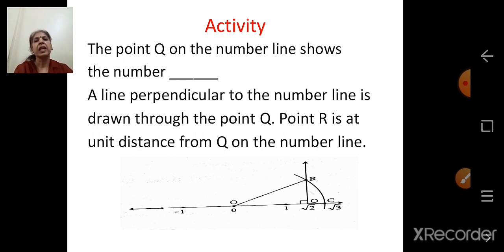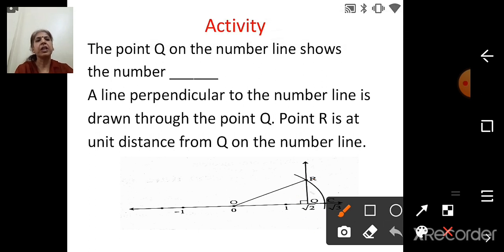Okay, now this is the activity. Point Q on the number line shows the number dash. So you have to see here point Q. This point Q shows the number root 2. So the answer is root 2. Point Q is root 2. Next, a line perpendicular to the number line is drawn through the point Q. So on this point Q, which shows the number root 2, a perpendicular is drawn. Point R is at unit distance from Q on the number line. So we have seen what a unit distance is. Unit distance is 1 unit, which we have taken as 3 centimeters. So point R, we have shown that an arc is taken at unit distance from Q.